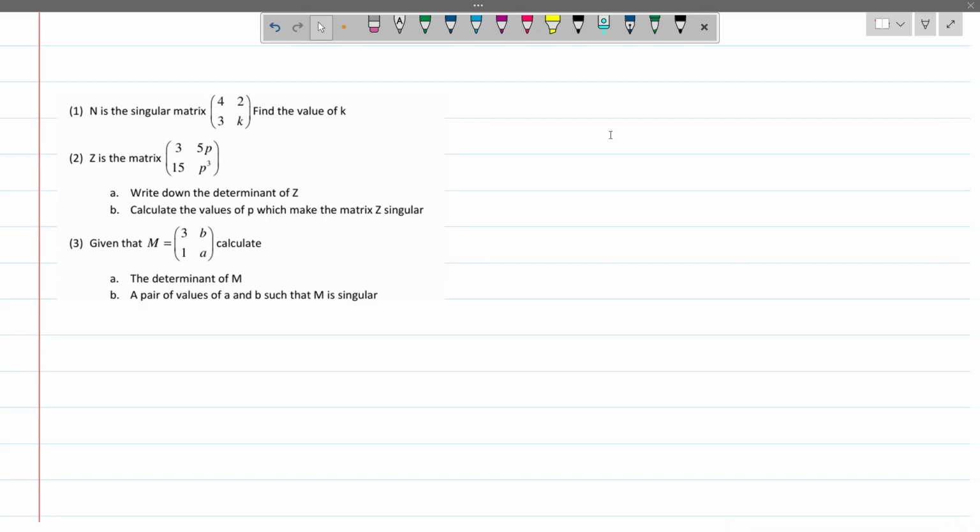All right, so these three questions are based on the concept of determinants of matrices and the matrices themselves being singular. A singular matrix means that the determinant would be equal to 0. So that's the key characteristic that we have to use in order to solve these questions, right? So let's look at number 1.